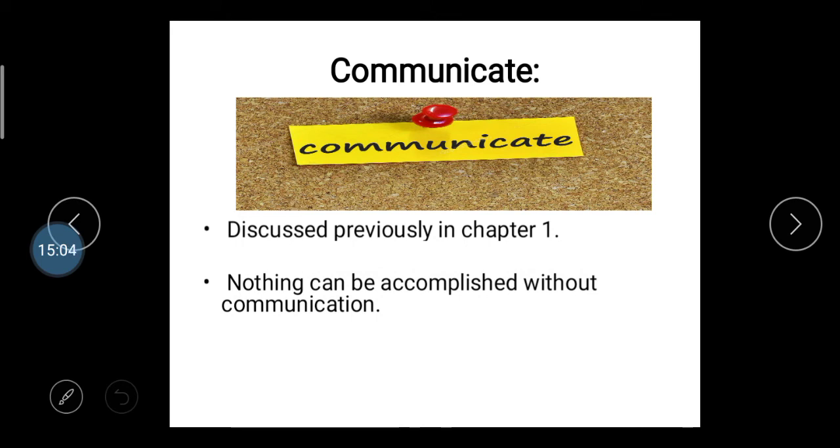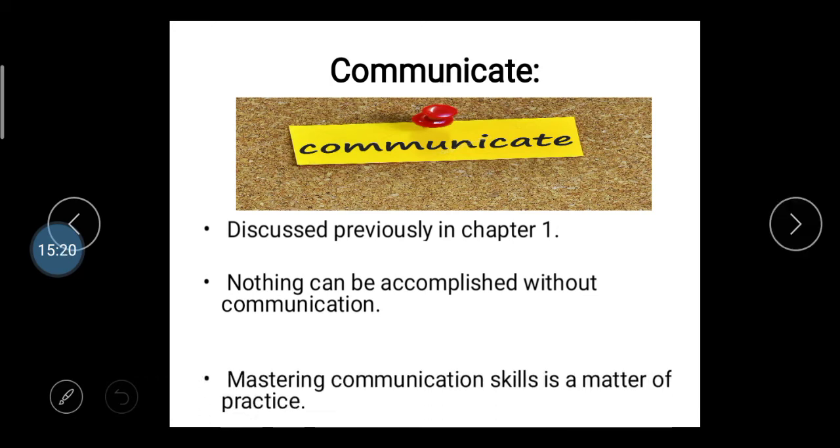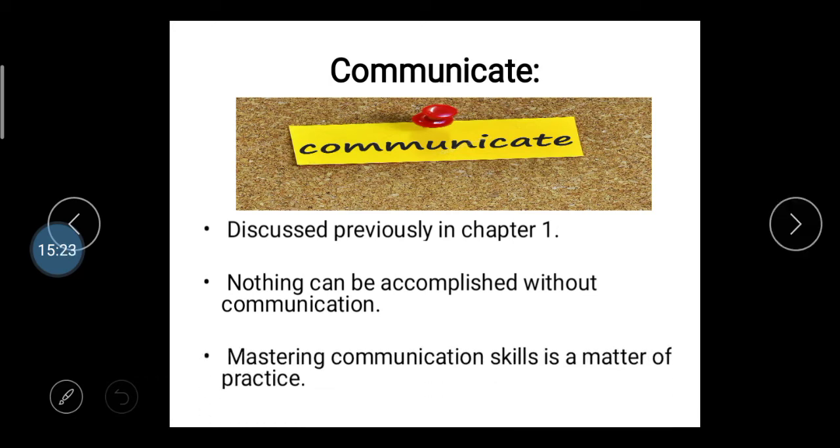If you have very innovative ideas, very creative ideas, but you cannot communicate them to other people, then how can you execute your plan? So communication is a very important skill and a very important process. It is done by you, and then you achieve your target. Mastering communication skill is a matter of practice. If you try to master communication, you have to practice more and more.